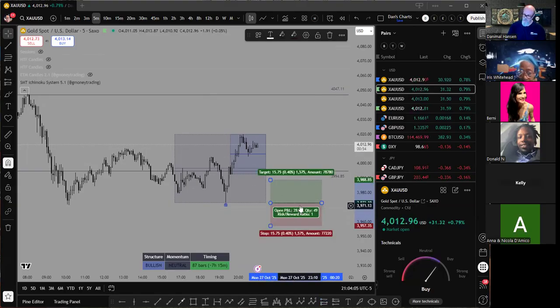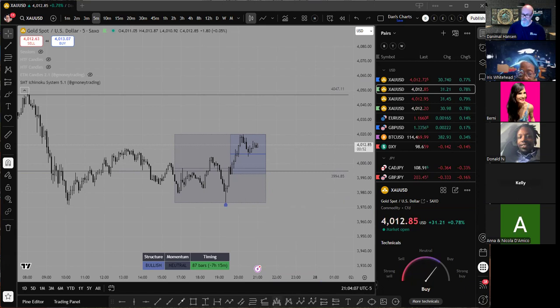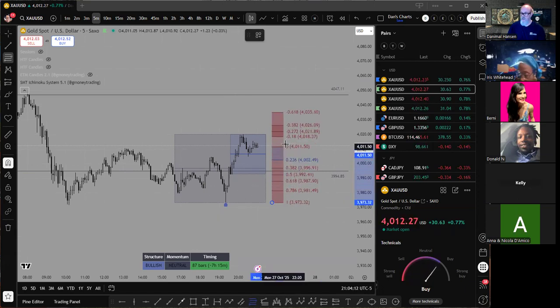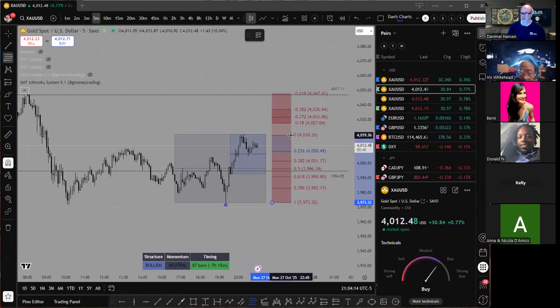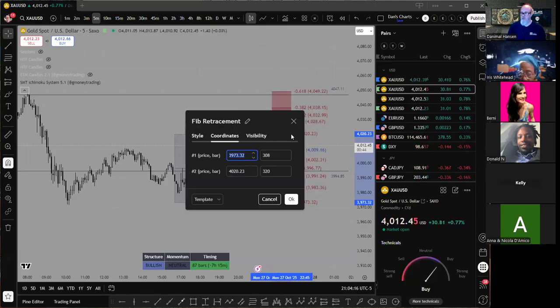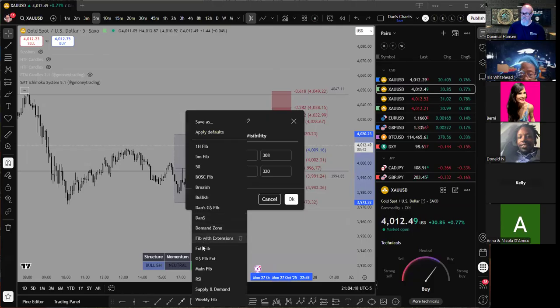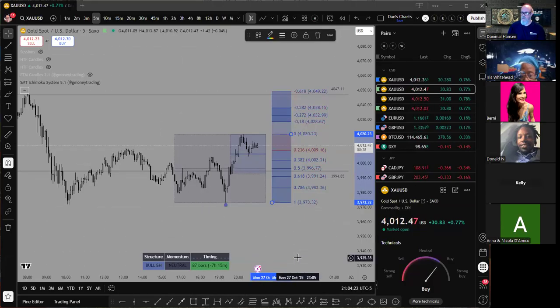Wrong tool. You can fib this 52 box, and it's a bullish structure. So I have a bullish fib somewhere around here. Here we go. So there we are. So what we've done, if you just fib this one section, we'd be looking for buys.